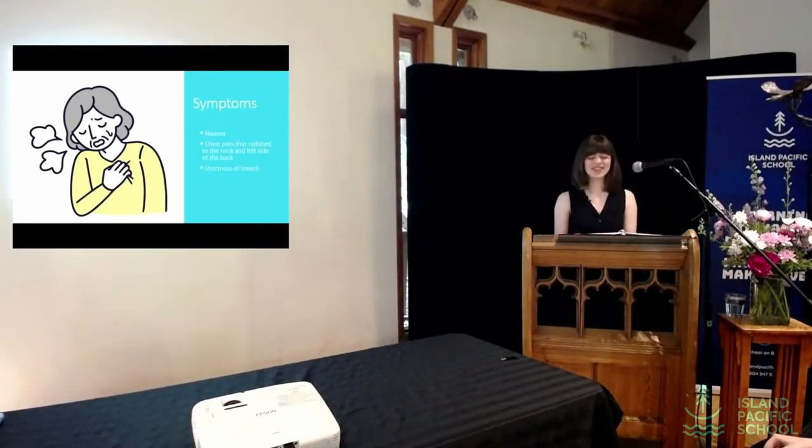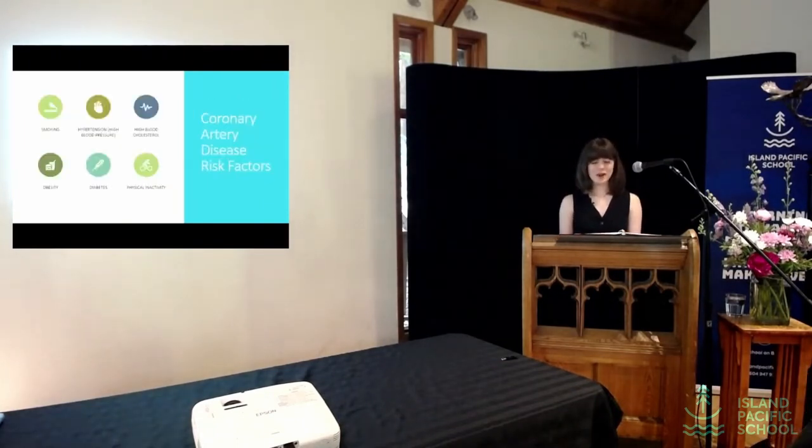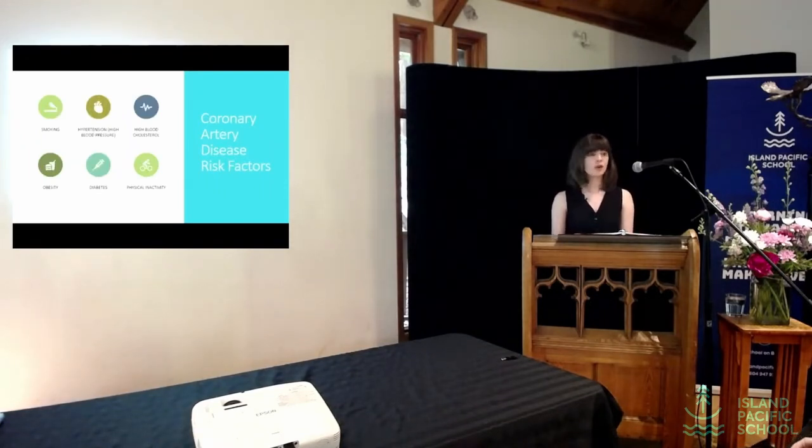Claudia was a smoker, and her file showed a history of hypertension, or high blood pressure. These are risk factors for coronary artery disease, which is a blockage or narrowing of a coronary artery. Other factors include high blood cholesterol, obesity, diabetes, and physical inactivity.